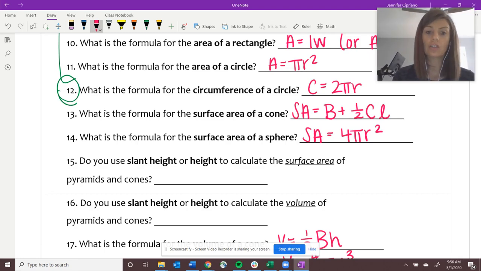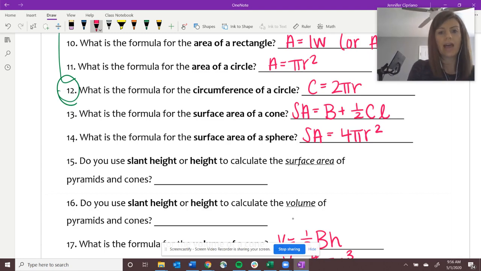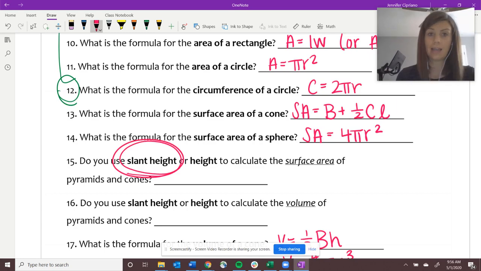So to calculate surface area, that uses the slant height. That uses the height of that triangle on the side. To calculate the volume, that's where we use the height of a cone or a pyramid.